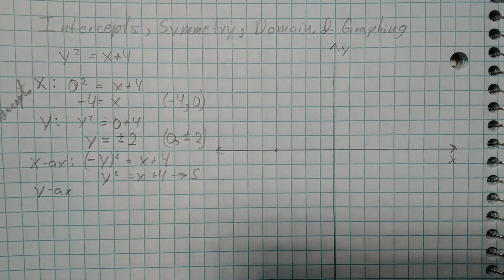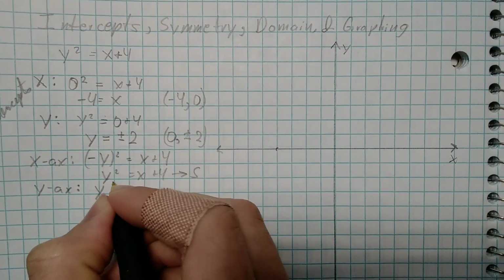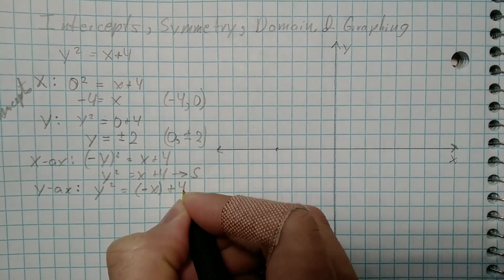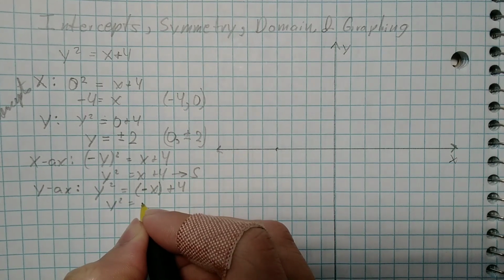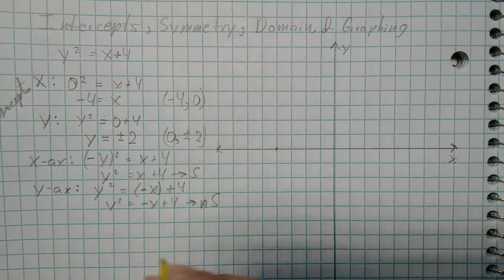For the y-axis, y squared equals, put in a negative x + 4, and we get y squared equals negative x + 4. This is not symmetrical to the y-axis, so I'll put an S for not symmetrical.